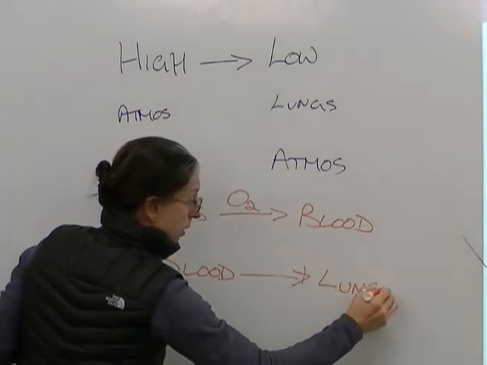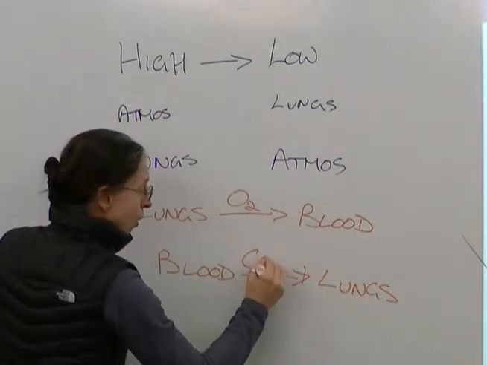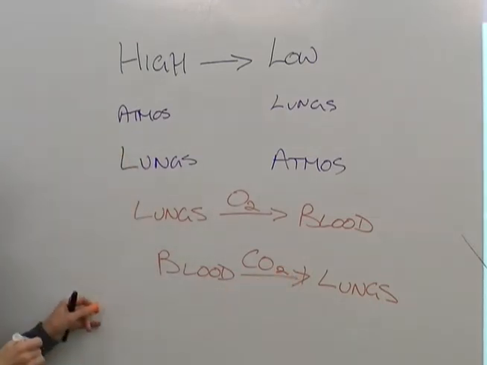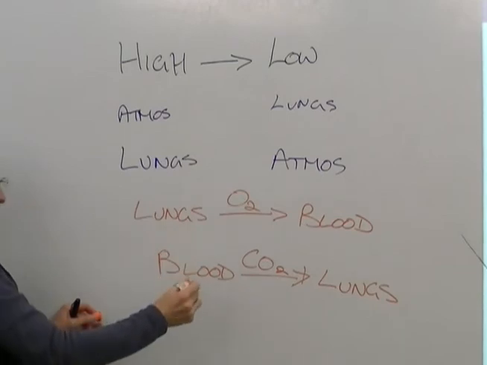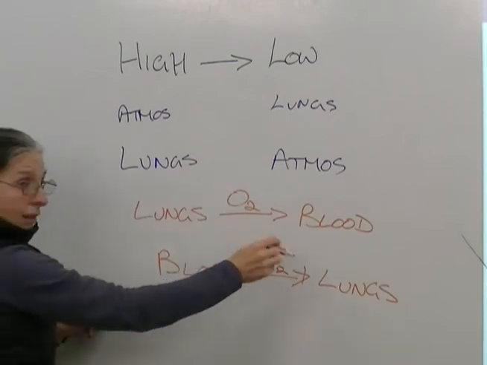If I want to breathe out carbon dioxide, then I have to have a pressure gradient the other way, has to be higher in the blood, lower in the lungs.